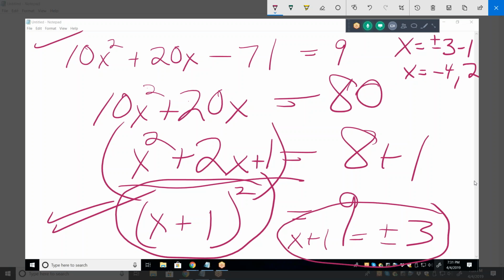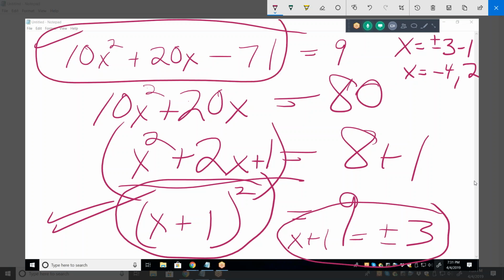And you would expect two answers with a quadratic. You always have two answers. It's very rare that you only have one answer. So when you have a quadratic, you're going to have two answers. When you have a linear, you're going to have one answer. When you have a cubic, you're going to have three answers. Okay?